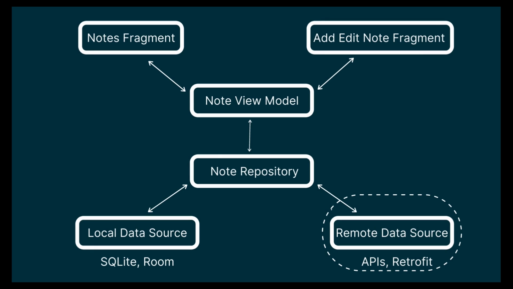So firstly, let us discuss the project structure so that you can get a basic overview of how our project will look like. So our project will contain two fragments. The first will be notes fragment, and inside of notes fragment we will display all the user's notes. The second one will be add edit note fragment, and inside of it we will add or edit notes.